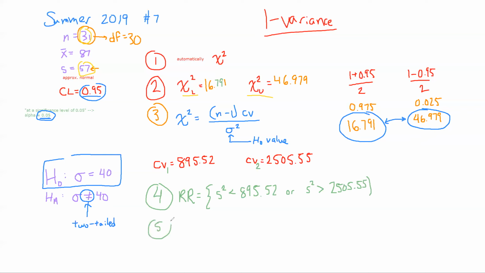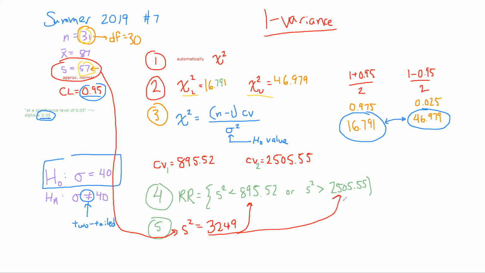That conclusion is drawn based on whether or not our sample standard deviation, which was this guy way back up here, satisfies one of the inequalities down below. So let's take S squared. S squared would be 57 times 57, which is 3249. Is 3249 less than 895? No. Is it bigger than 2505? Yes, it is.